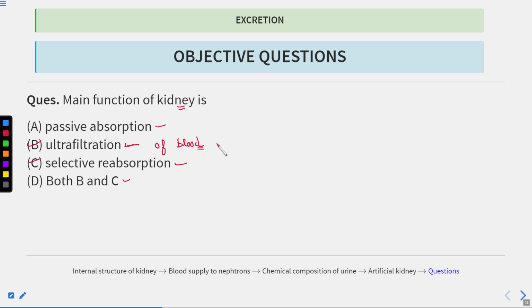Okay, and this filtration takes place where? This takes place in the Bowman's capsule, or you can say this takes place in the glomerulus. And what was glomerulus? Glomerulus was the network of the capillaries, and here filtration is done because of a pressure. So blood pressure is very much required for this filtration to take place. And what happens? There is reabsorption also. Okay, so there is no passive absorption, there is selective reabsorption of some molecules such as glucose.